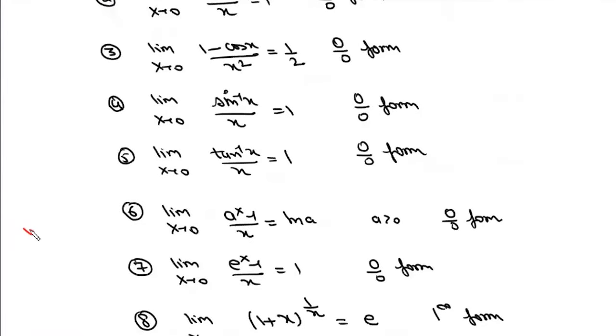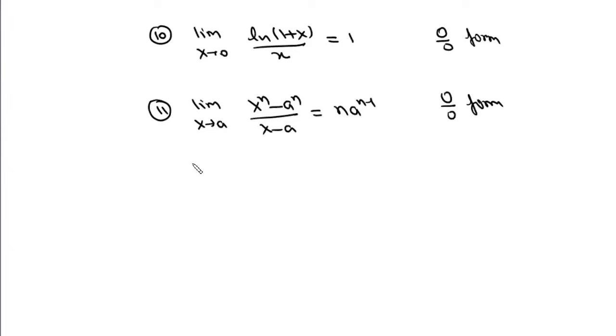This one is this limit x tends to 0, say 2 to the power x minus 1 upon x. Now this is 2 to the power 0, 1. So it is 0 upon 0 form. So it is limit x tends to 0, a to the power x minus 1 upon x, which is simply ln a. So this limit, it is log 2.